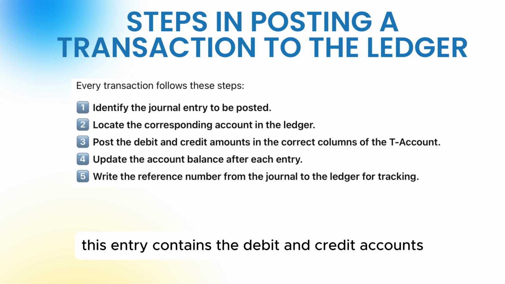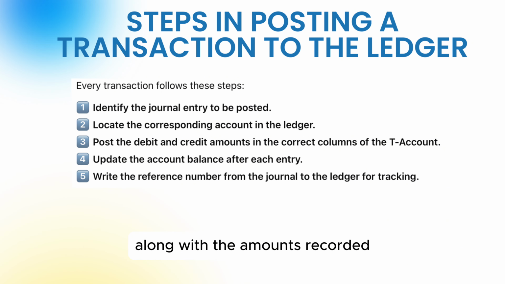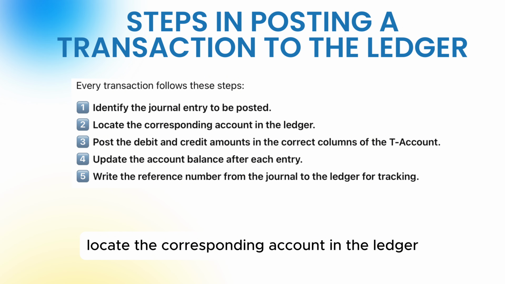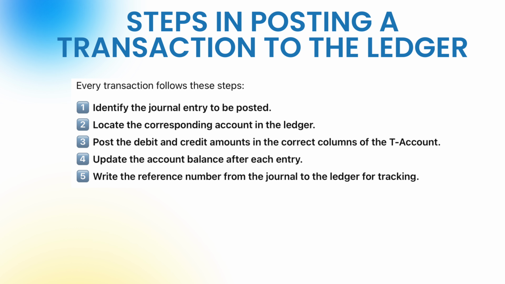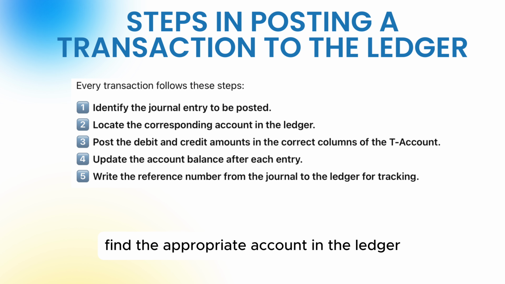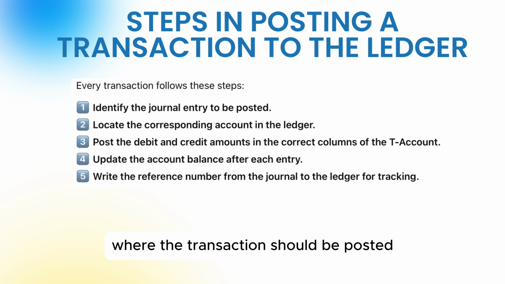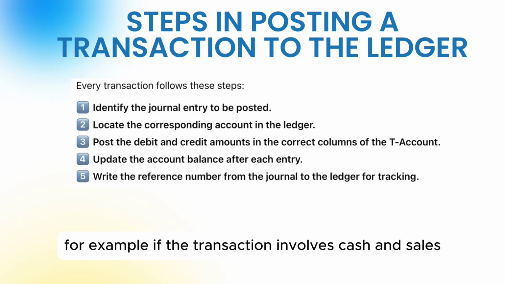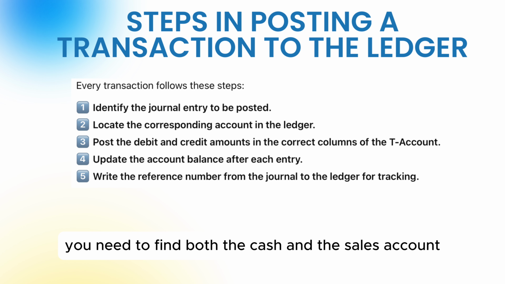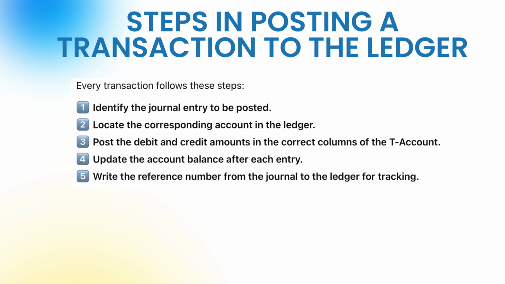This entry contains the debit and credit accounts along with the amounts recorded. Step 2. Locate the corresponding account in the ledger. Find the appropriate account in the ledger where the transactions should be posted. For example, if the transaction involves cash and sales, you need to find both the cash and the sales account.